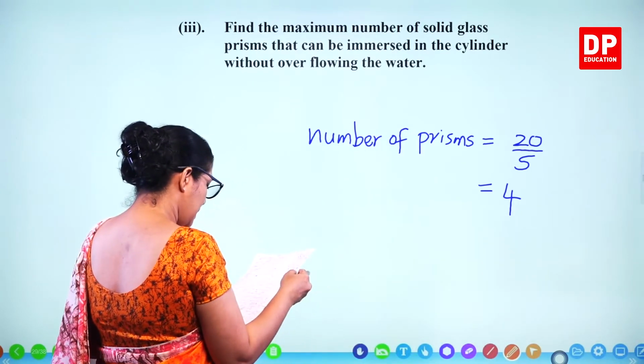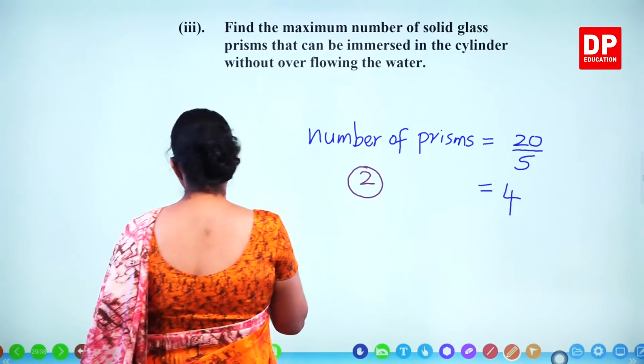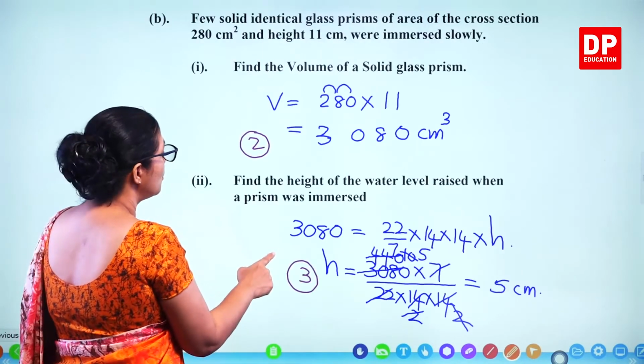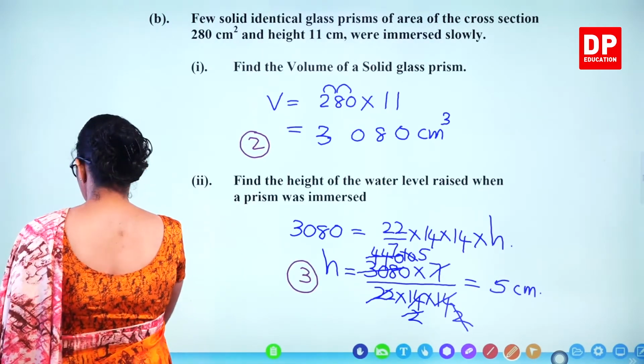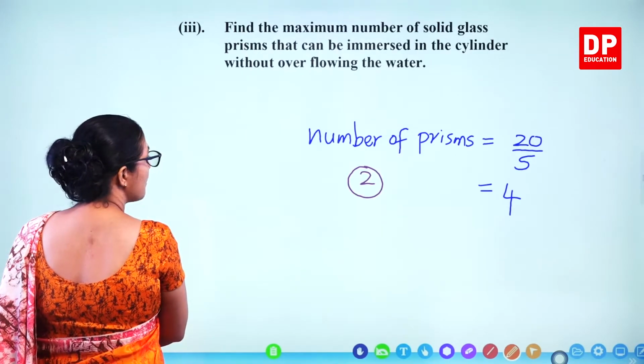So what's that? You get 2 marks for that. So 2, 3, 5, 7 and 3, 10 marks for the whole question.